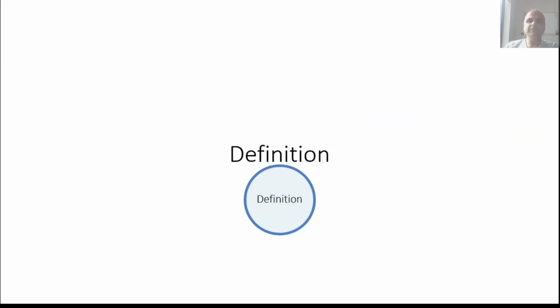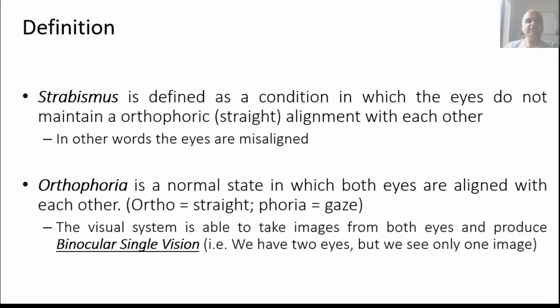So we'll start off by definition, and strabismus is defined as a condition in which the eyes do not maintain a straight alignment with one another. By straight alignment, I mean they're not orthophoric. The word ortho means straight. In simpler words, the eyes are misaligned. So what is orthophoria? Orthophoria is a normal state in which both eyes are aligned with each other. So ortho meaning straight, phoria meaning gaze.